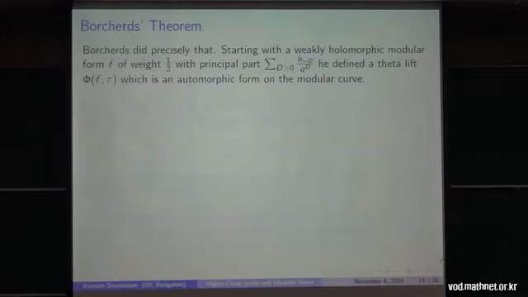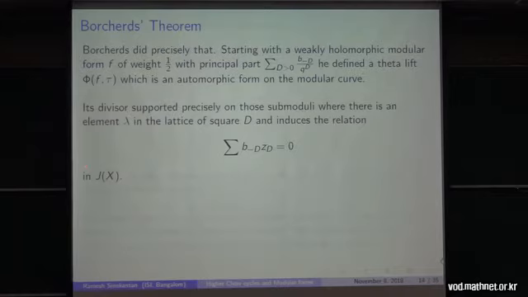Well, he had this famous lifting theorem. Starting with a weakly holomorphic modular form f of weight 3 over 2, with principal part the summation of b(-d) times q to the minus d, he defined a theta lift, which we call phi f tau, which is an automorphic form on the modular curve. And its divisor is supported precisely on those submoduli where there's an element lambda in the lattice of square d. And this induces the relation summation b(-d) Z_d equal to 0. So that was enough.